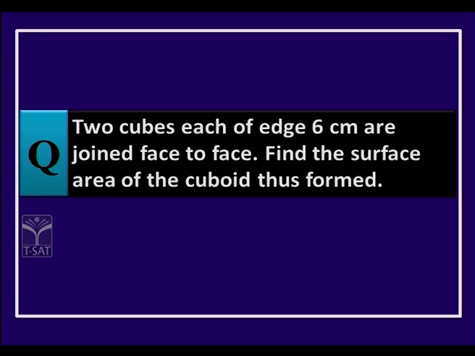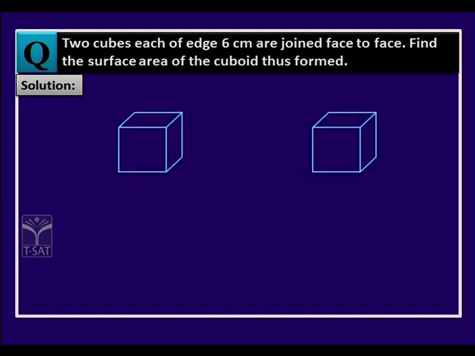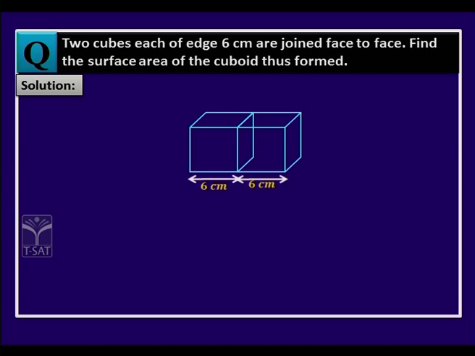Two cubes, each of edge 6 centimeters, are joined face to face. Find the surface area of the cuboid thus formed. Let us start with the solution, children. What is given to us? There are 2 cubes. What is the length of the edge? 6 centimeters. Now, what are we going to do? We are going to join them. Once you join them, what is the figure obtained? This is one cube and this is another cube. When we join these two, we get a cuboid.